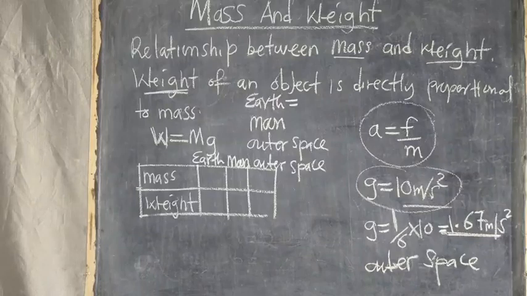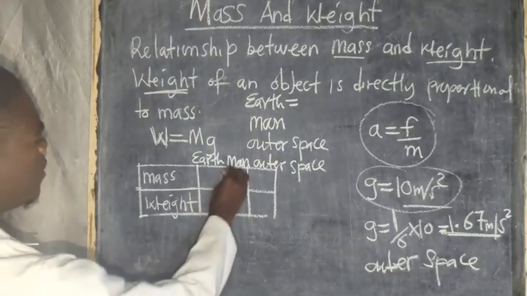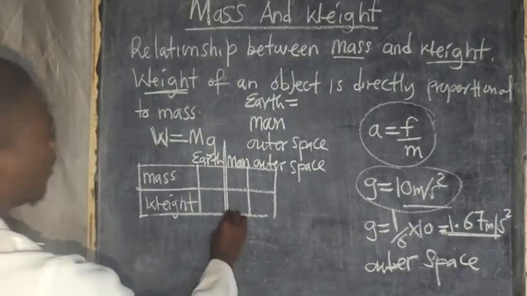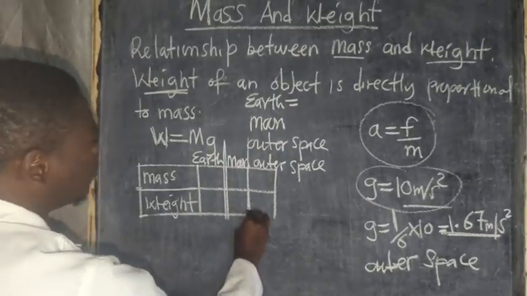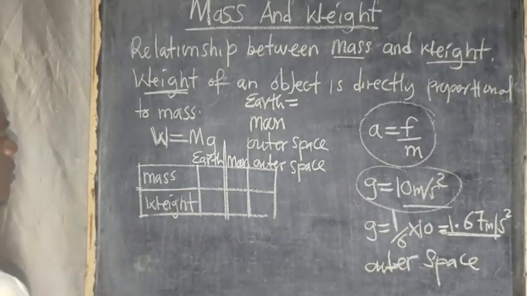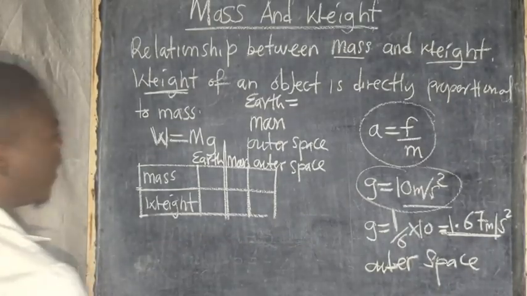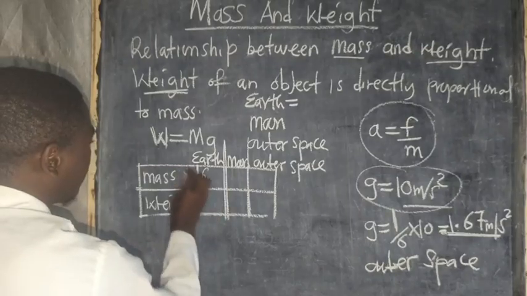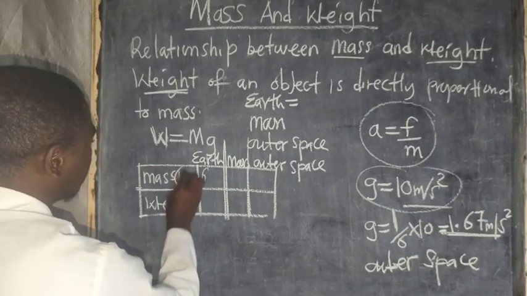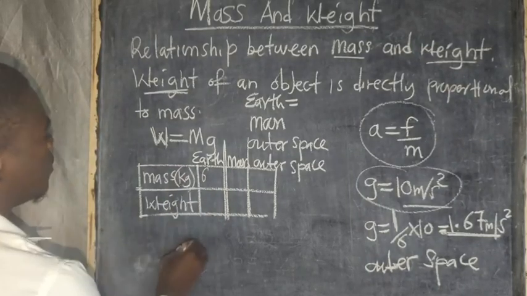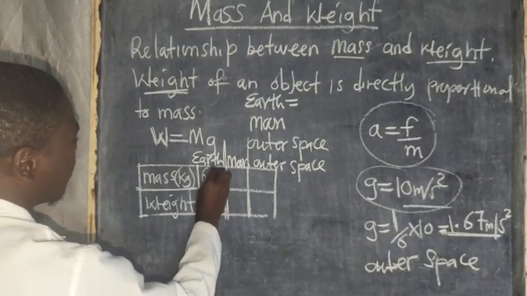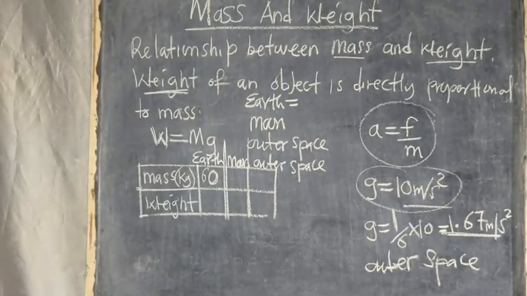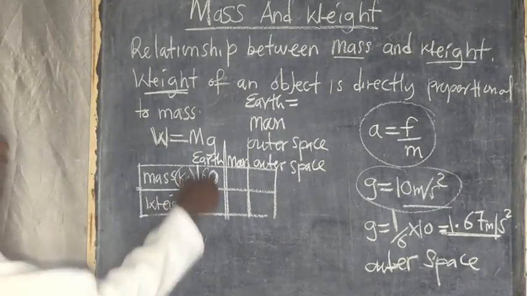So now, what we need to know and understand is this. We are talking about 3 places here. This is the earth, the middle one is the moon, and the other one is the outer space. Whenever we've got mass, I'm going to put kgs here. So if the mass is 60, what is the weight on the earth?